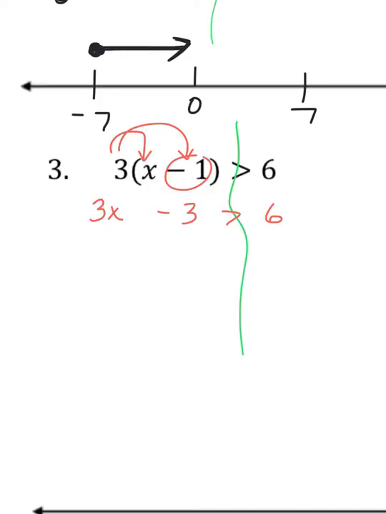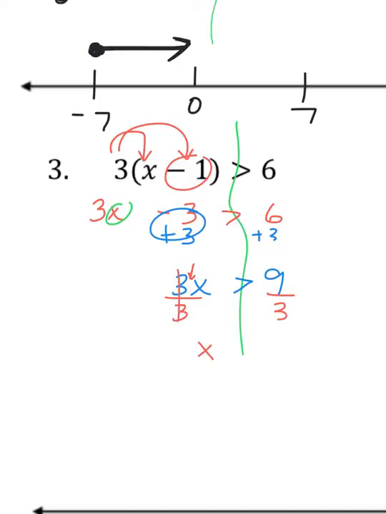So now I continue with what I know how to do here. I need to isolate the variable. I'm going to add 3 to both sides to turn that into a 0. 3x is greater than 9. The opposite operation of multiplication, which is occurring right there, is division. Divide by 3. Divide by 3, that's 1. x is greater than, and 9 divided by 3 is 3. So that is my final inequality.